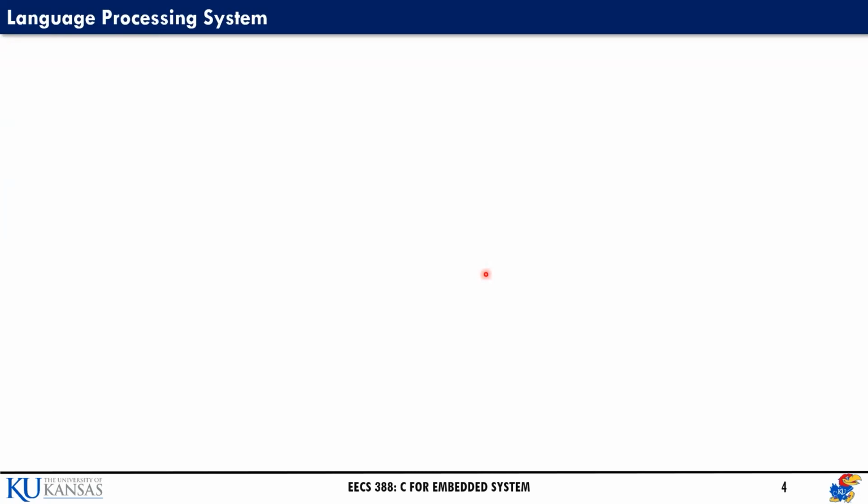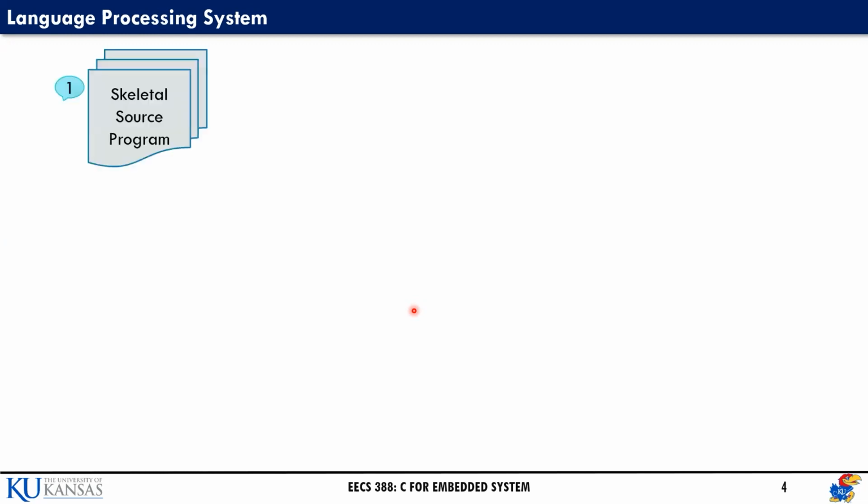Okay, so now we're going to talk about the language processing system, how our C language code is converted to machine language code. So we have our source program. We wrote it in C, that is human readable format, and our code then goes through the preprocessor.